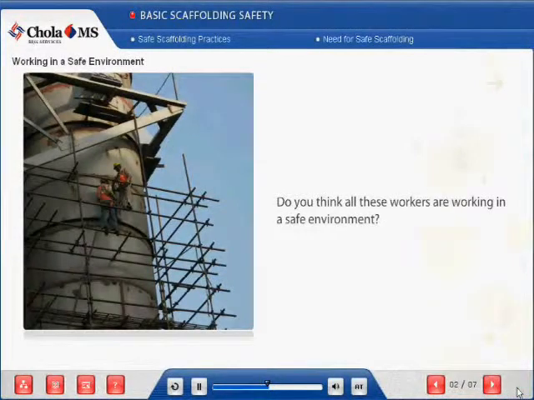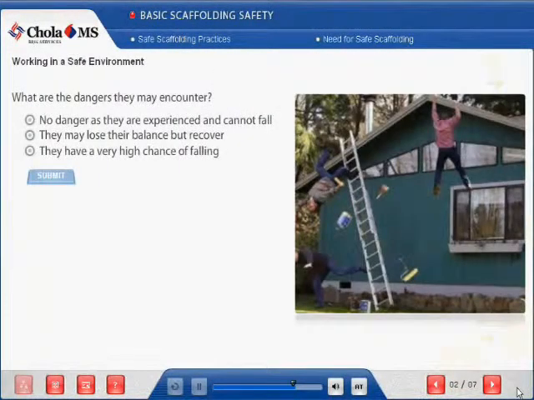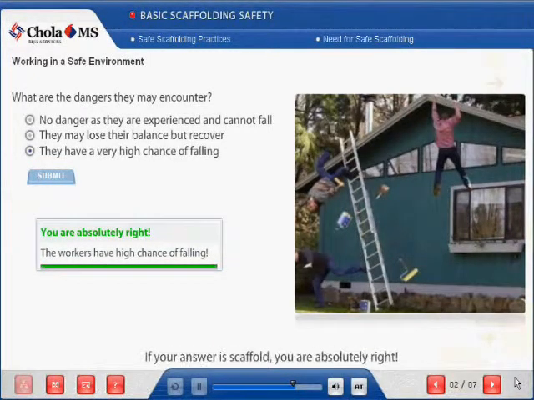Do you think all these workers are working in a safe environment? What are the various kinds of dangers that they may encounter? You are absolutely right. The workers have a high chance of falling. How can their safety be ensured? If your answer is scaffold, you are absolutely right.